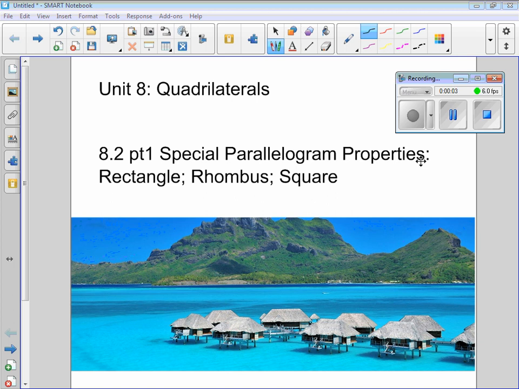Hey everybody, this is Mr. Munson, and we are in the second part of Unit 2. We're working with special parallelogram properties that apply to rectangles, rhombuses, and squares.